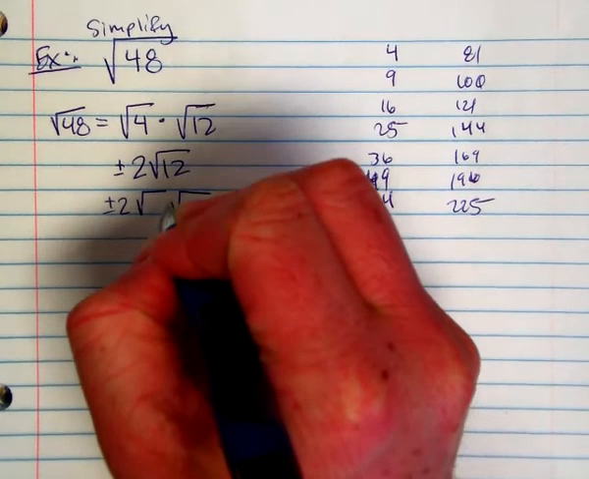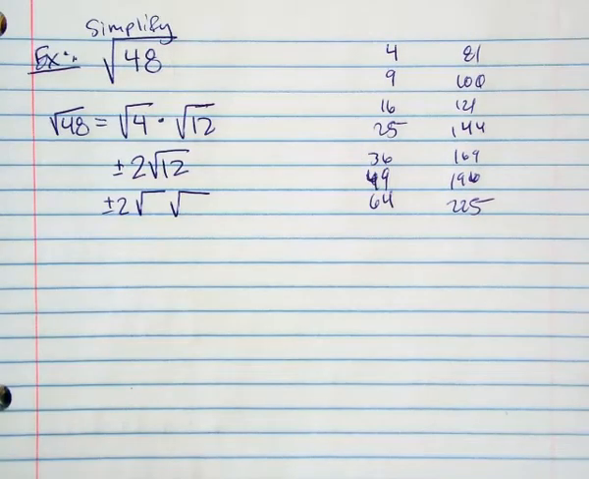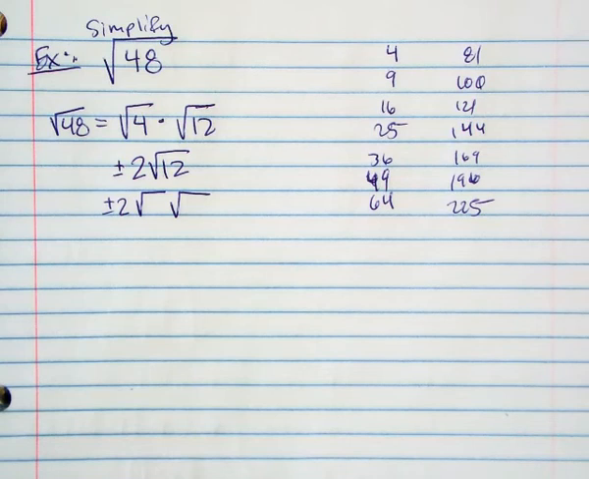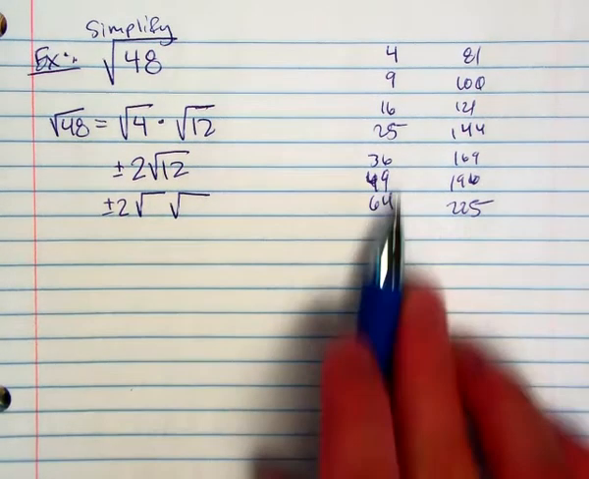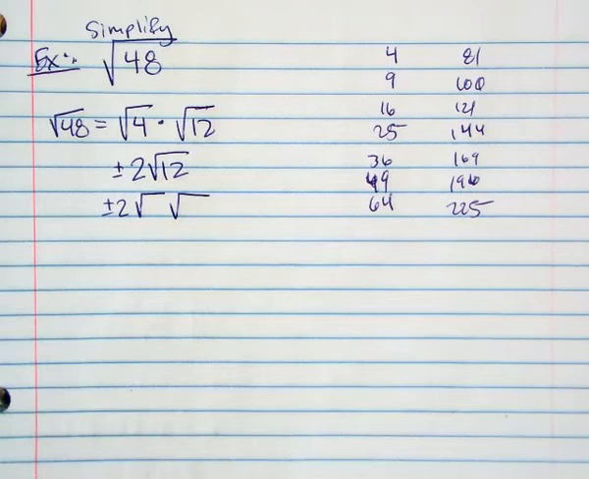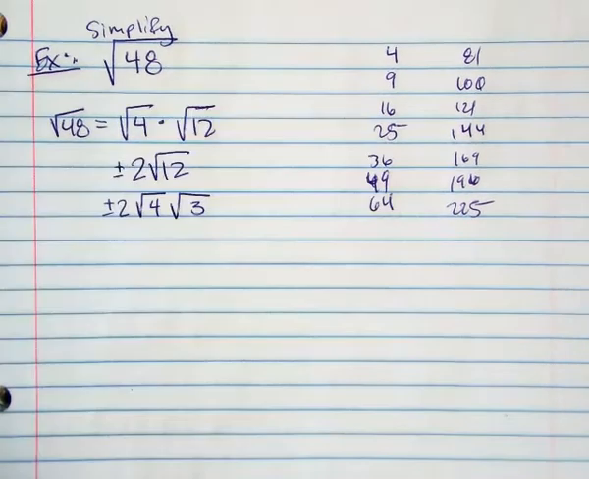12 is what times what? And one of the numbers needs to be in the list. Someone give me these two numbers. To make 12, one of the numbers in the list. Leslie? Perfect. 4 times 3.